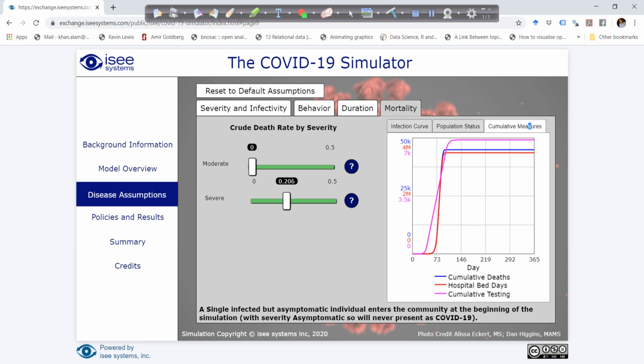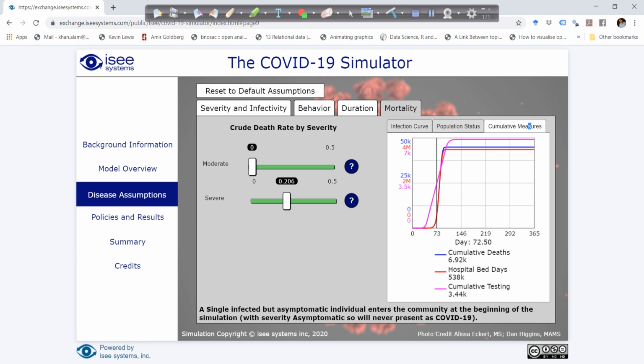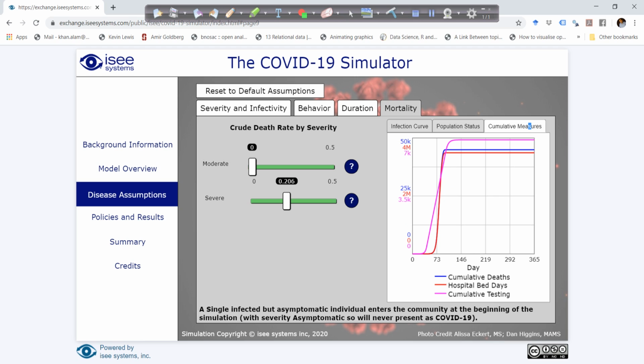Now, this would affect the total mortality. So cumulative deaths have now gone up to 45K. Just a 5% increase in severity would lead to not 5, actually 10,000 increase in deaths. These are assumptions based on the nature of the disease. But now let's go back to the default assumptions of the disease and see what policies can help in controlling or tackling the disease.